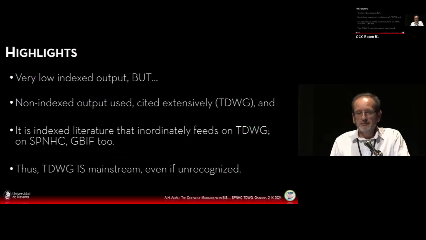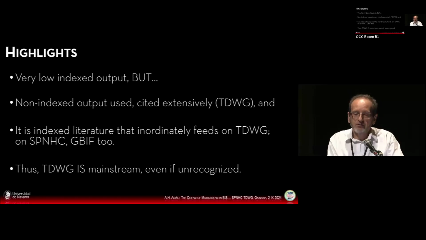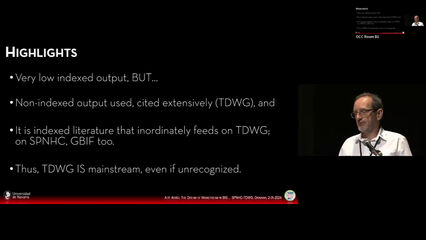So, to end, I would say that we have a low indexed output, that's undeniable, but non-indexed output is cited very extensively, especially in the case of Tadwig, up to 8 times as frequently. And it is indexed literature that inordinately feeds on Tadwig, or Spinach, or GBIF too as well. Let's say that an indexed paper containing terms or concepts related to Tadwig or GBIF remit might have an average of 50 citations, whereas in general science it is 5.